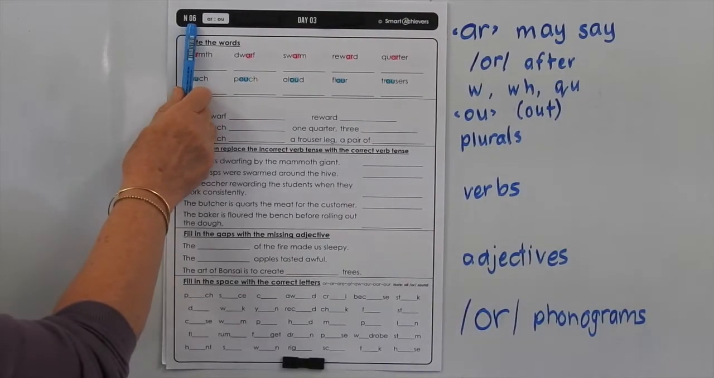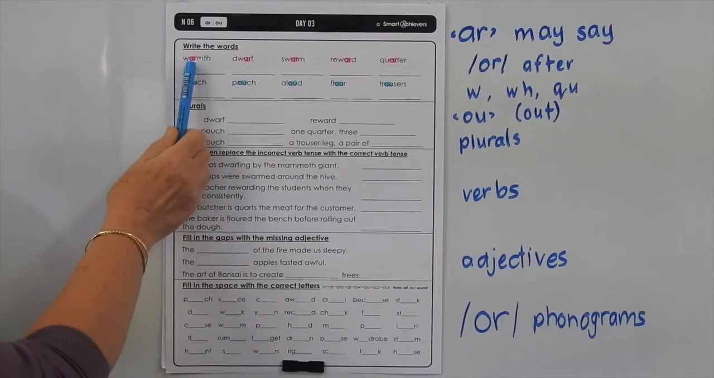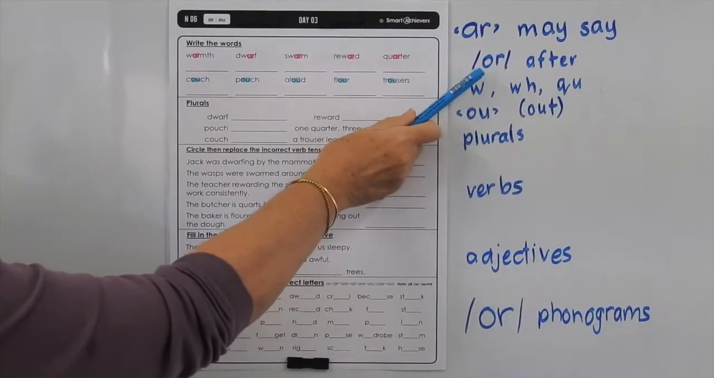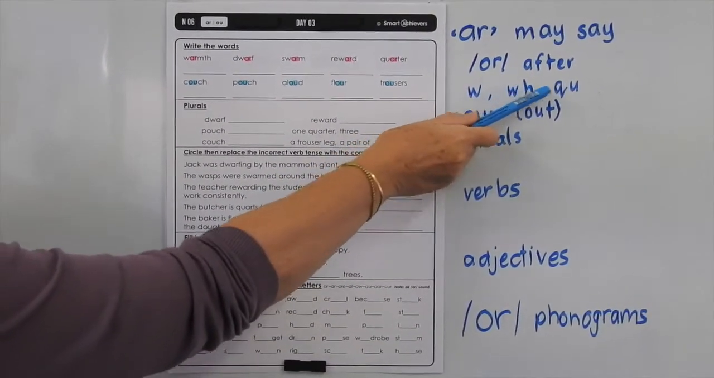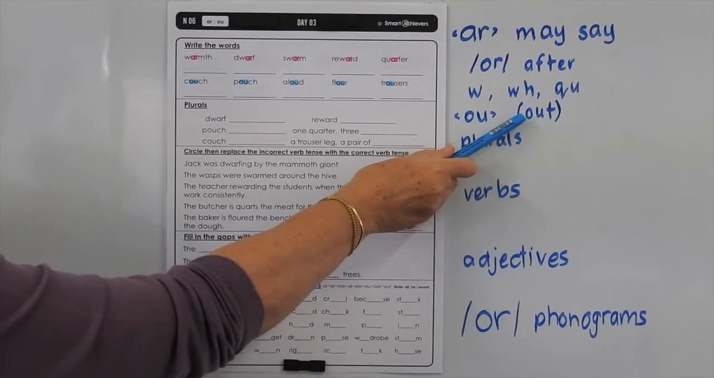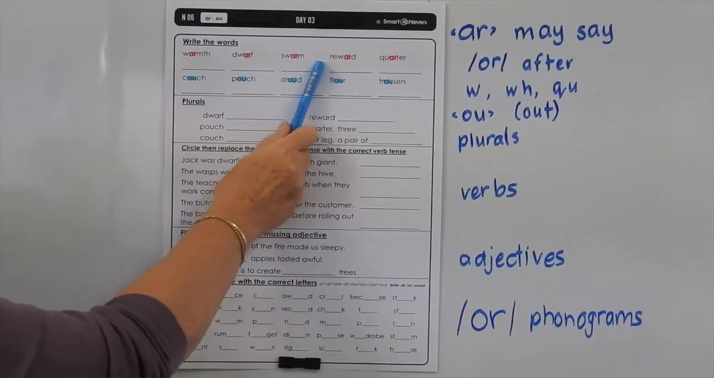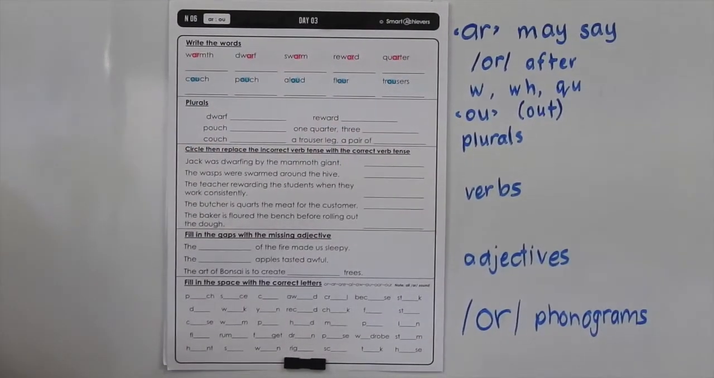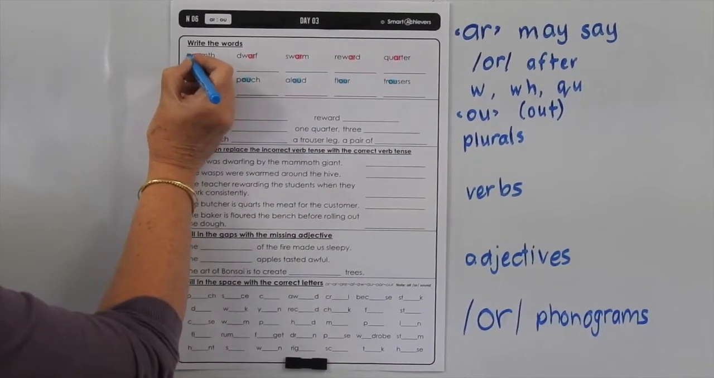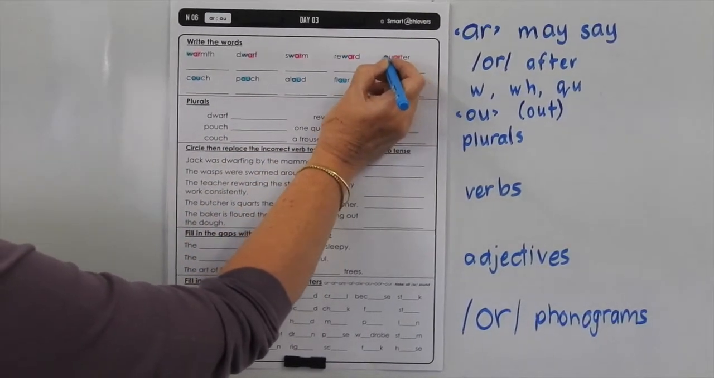This is level N, list 6, and we're doing the day 3 page. And in this list we're looking at the AR is allowed to, may, say, OR after a W, a WH or a QU. And we're also looking at OU for the OW sound, as in out. So we've got warmth, dwarf, swarm, reward and quarter. You can colour in the W, WH or QU before those words. So we've got W, W, W, W and QU.